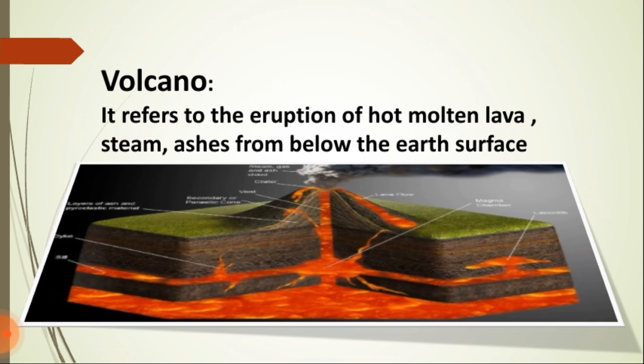This is the picture of a volcano. Volcano refers to the eruption of hot molten lava, steam, ashes from below the earth's surface. Here down we can see the red, which is lava. It comes up and on top we can see on that mountain lava is coming outside. So this is called volcano.